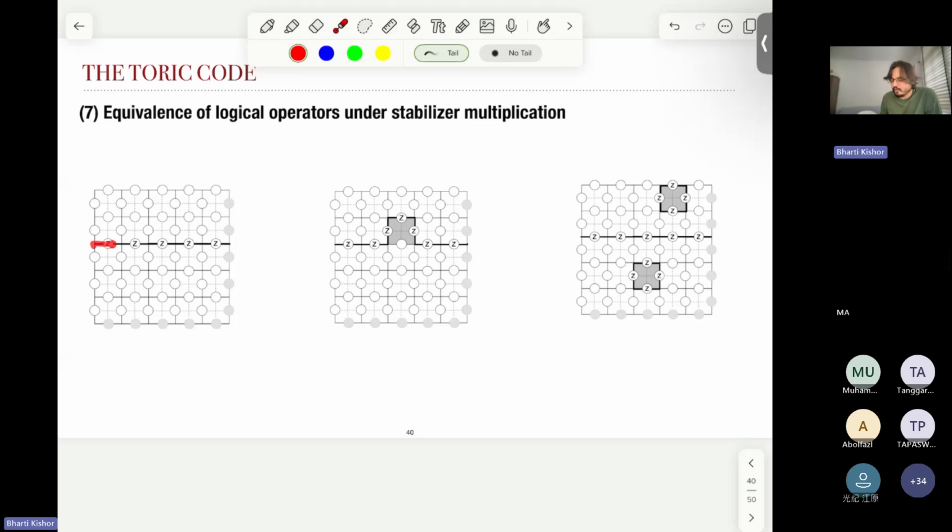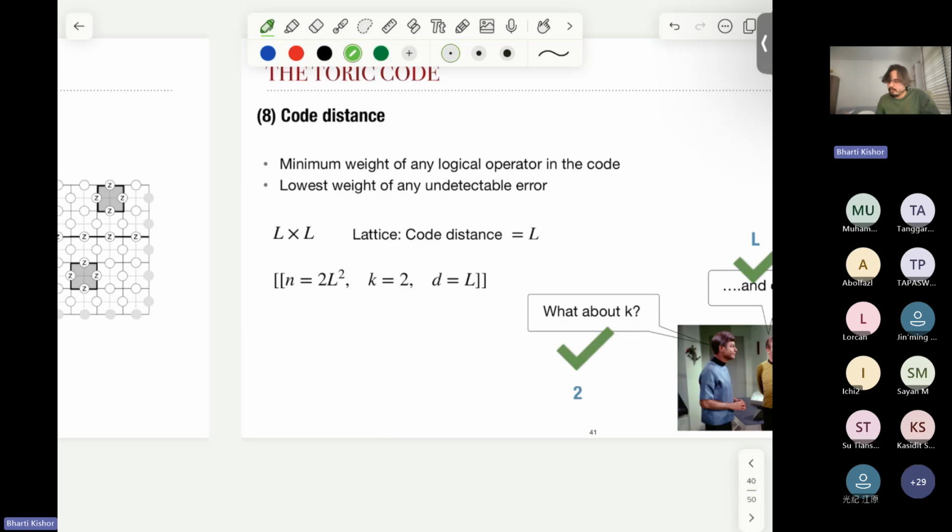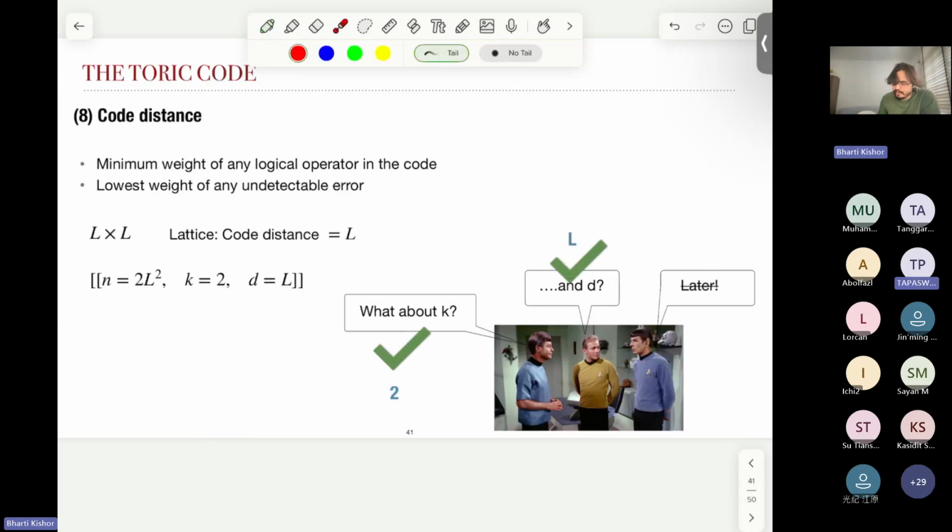So that will be the weight of the minimum weight logical operator, and the minimum weight logical operator should correspond to the shortest non-trivial loop on the torus, and the shortest non-trivial loop has size L, so the distance is basically L. So that answers this construction. Our N is 2L squared, K is 2, and D is L. So this is nice, we got the code distance also. This is the [[N, K, D]] notation for the 2D code.